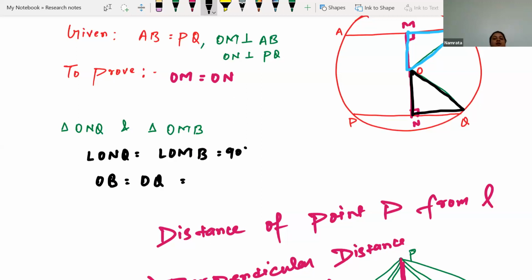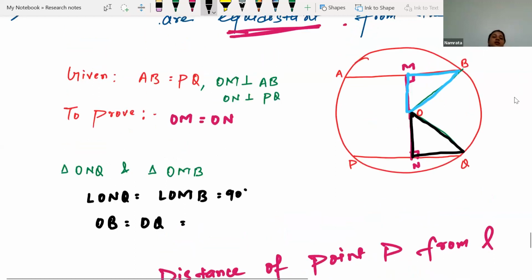Why are OB and OQ the same in both triangles? Because it's the radius of the circle. If you look at it carefully, OB is just a line joining the center to a point on the circle, and it is called the radius of the circle. This is also a radius of the circle, so both are radii. Obviously, both have to be the same. So we say here radius of the circle.